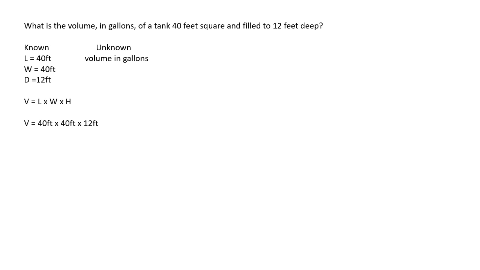Do your multiplication. You're going to get 19,200 cubic feet. Again, the unknown is the volume in gallons, so we're going to convert: 19,200 cubic feet times 7.48 gallons over a cubic foot. That way your cubic feet will cancel out. Do your math, and the answer is 143,616 gallons.